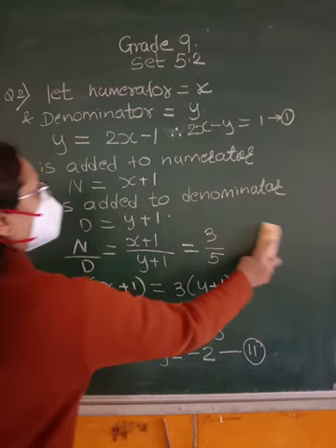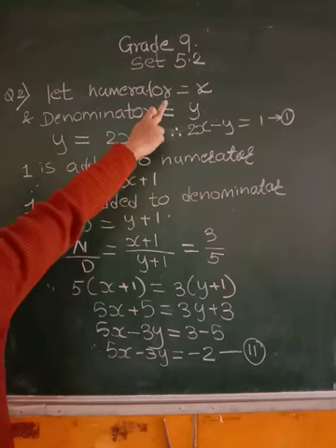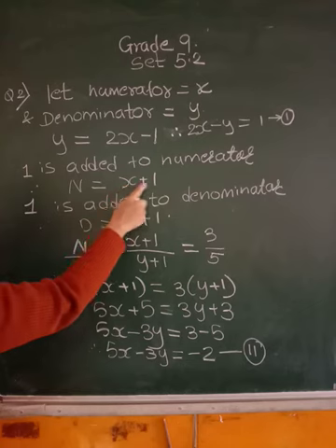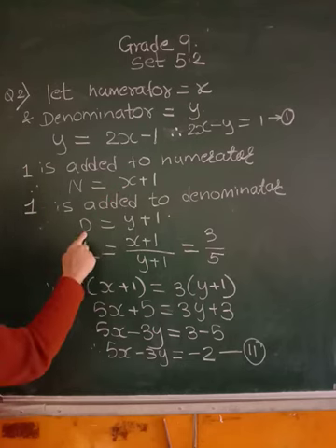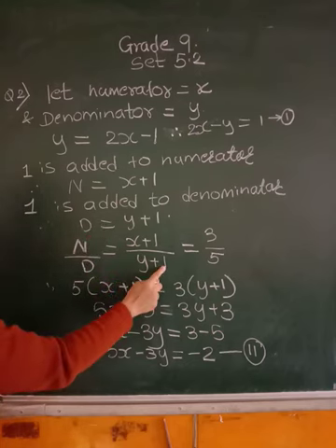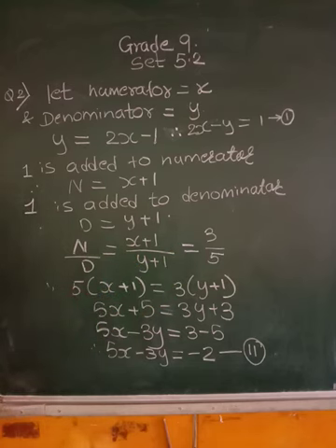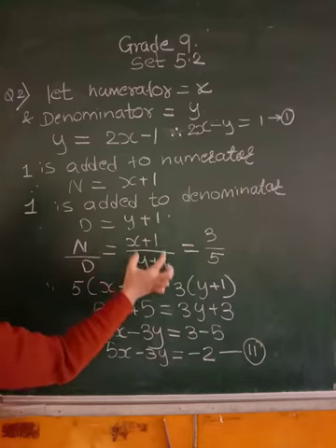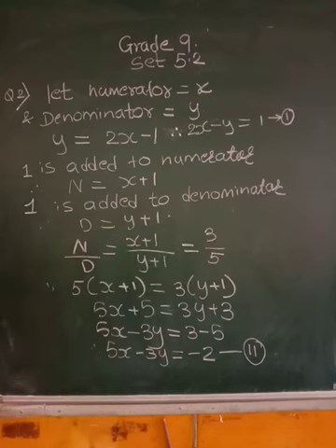Okay, fine. Now look at equation 2. 1 is added to both numerator and denominator. So our numerator was x. After adding 1 to the numerator, it became x plus 1. After adding 1 to the denominator, it became y plus 1. The ratio of numerator to denominator became 3/5. Have you understood?